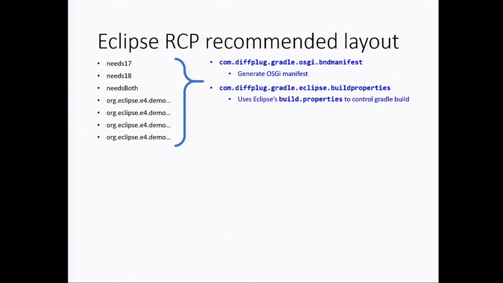Then the Eclipse.buildproperties plugin. What this plugin does, so Eclipse, especially when using the PDE, the plugin development environment, it uses the build.properties file to control the build within Eclipse. And what this plugin does is it makes Gradle also use the build.properties file to control its build. So it means that the Eclipse IDE and your Gradle build file are always in sync because of this plugin.